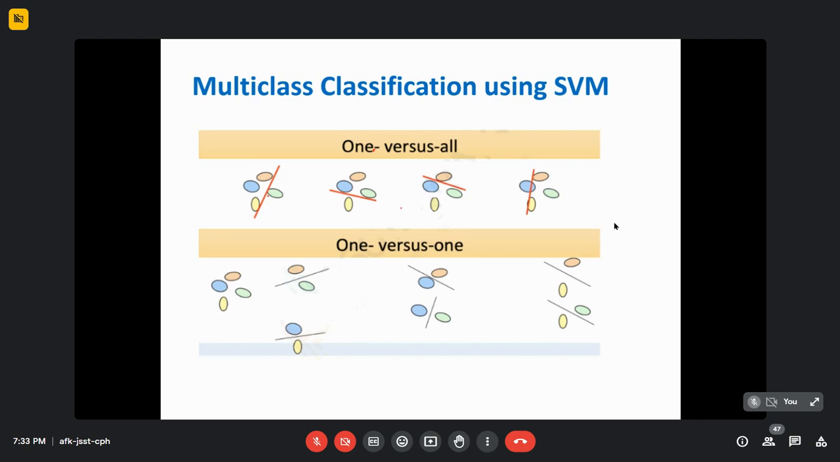See, here we just took green on one side and the remaining on the other side. In this, we took yellow on one side and the remaining on the other side. Here, we took red on one side and the remaining on the other side. In this way, we have converted your multi-classes into binary classes.